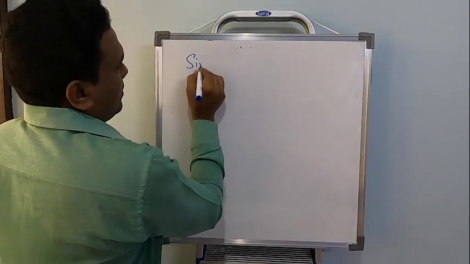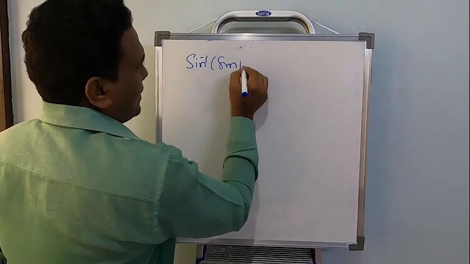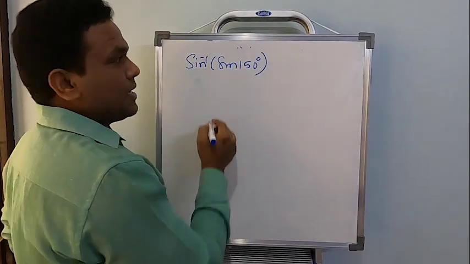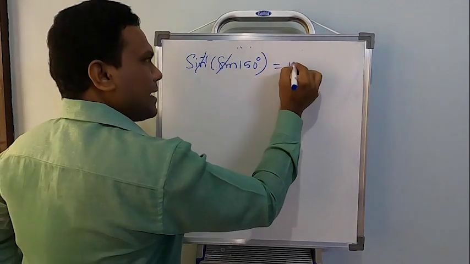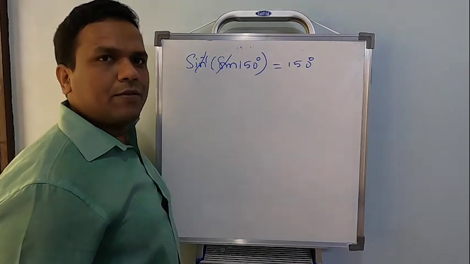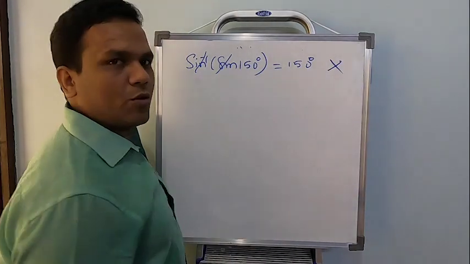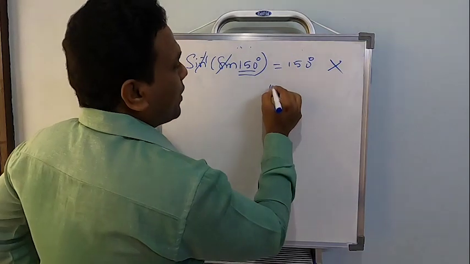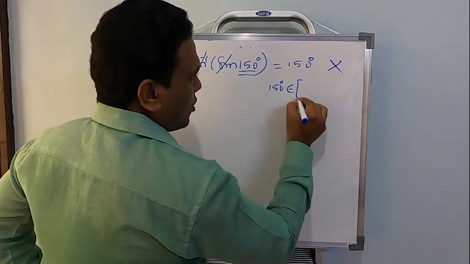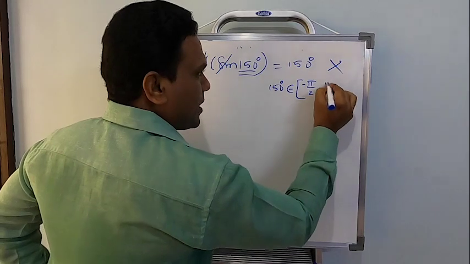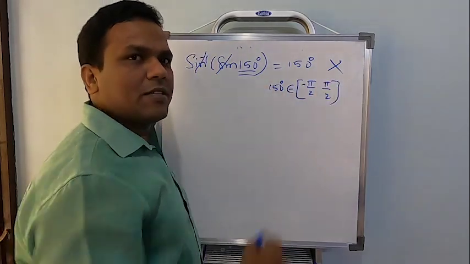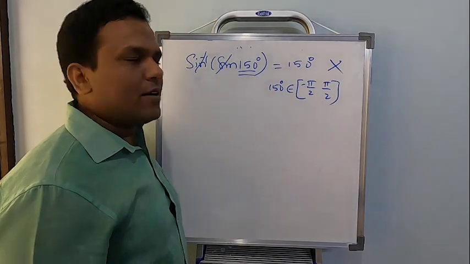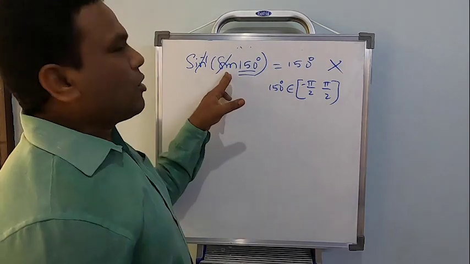For example, if I have sine inverse of sine 150 degrees, can I cancel this and write the value as 150? No, that is not true. The reason is this: 150 degrees does not belong to the closed interval minus pi by 2 to pi by 2, that is, minus 90 to plus 90. We cannot write it. So directly I cannot cancel.